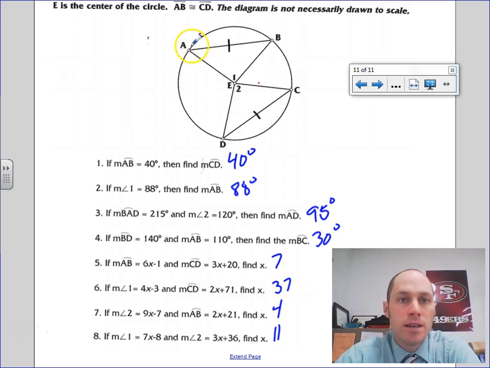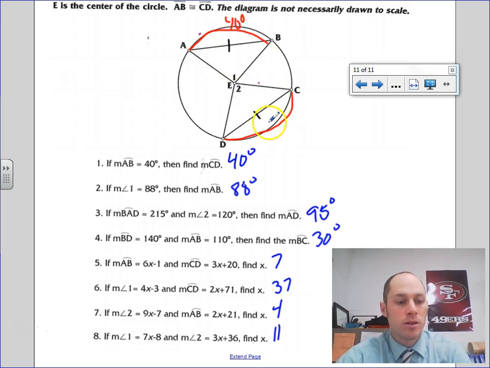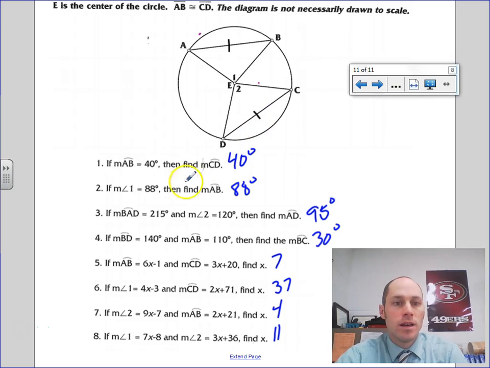So if arc AB is 40, well, I know CD would have to be the same because we have congruent chords, so the arcs would have to be congruent. If measure of angle 1 is 88, well, what is arc AB? Well, that's the central angle, so it's also going to be 88.